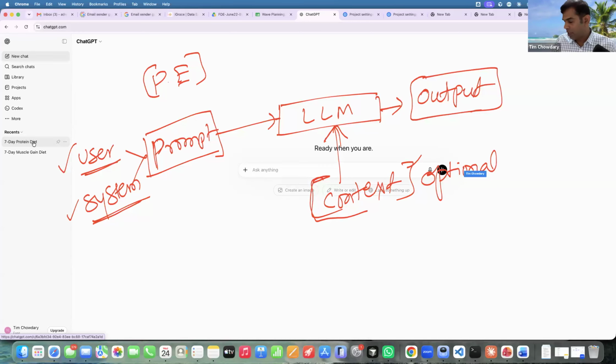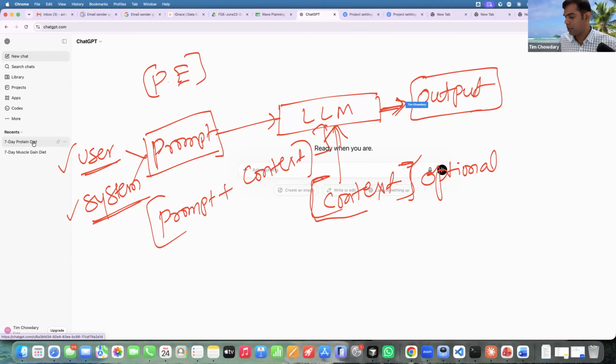We have seen two use cases, one with context, the other one is without context, right? So when the output is generated, it considers prompt plus context. This is together given to the model to generate some output. I hope all of you are clear so far. Any questions? I take it as a no, right?